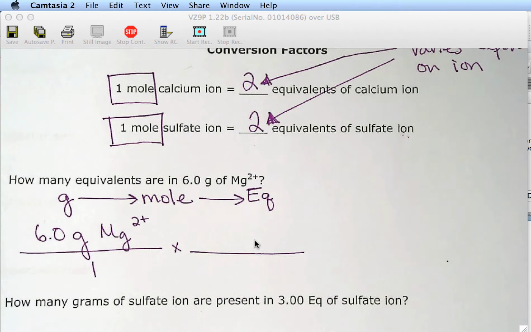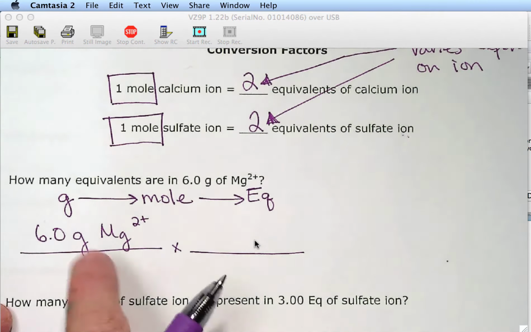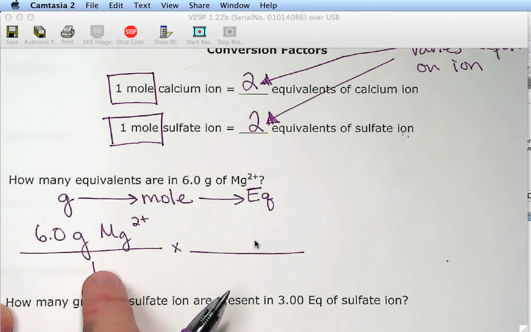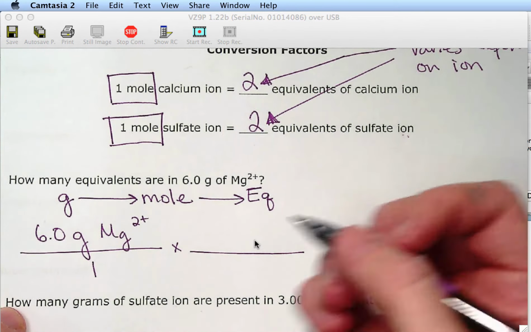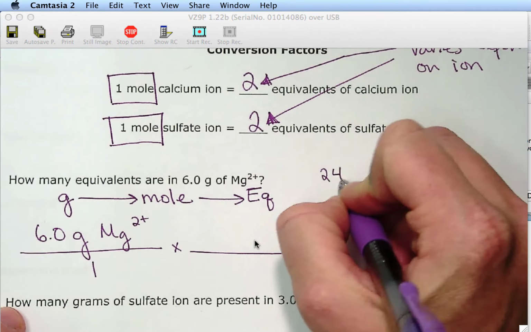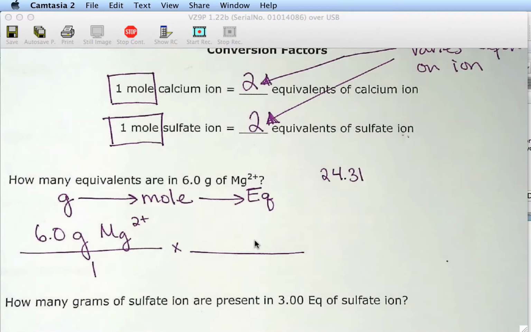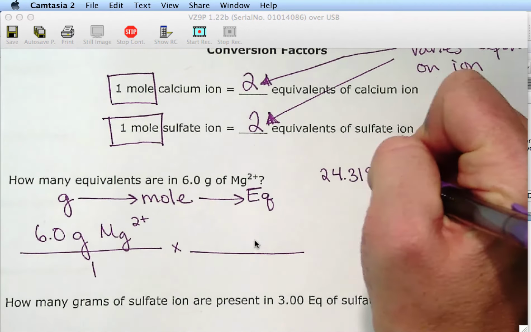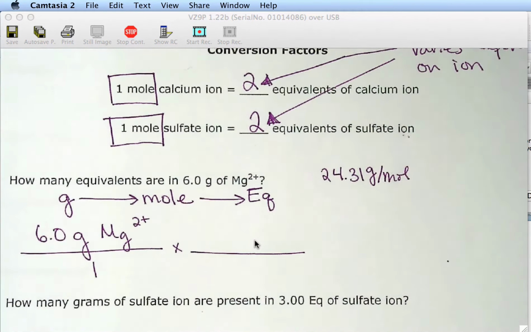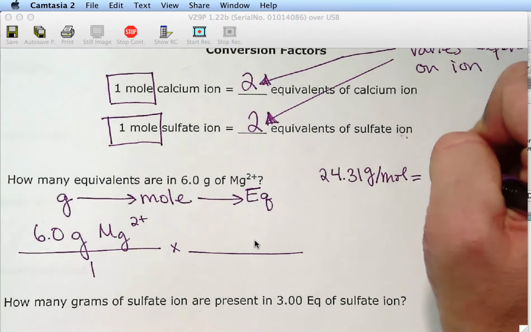24.31 for magnesium. So yeah, dust off your periodic table. The molar mass listed for magnesium is the number in red. It's 24.31. And remember, when you pull that off the periodic table, it doesn't have any units, but adding the units of grams per mole is very helpful.